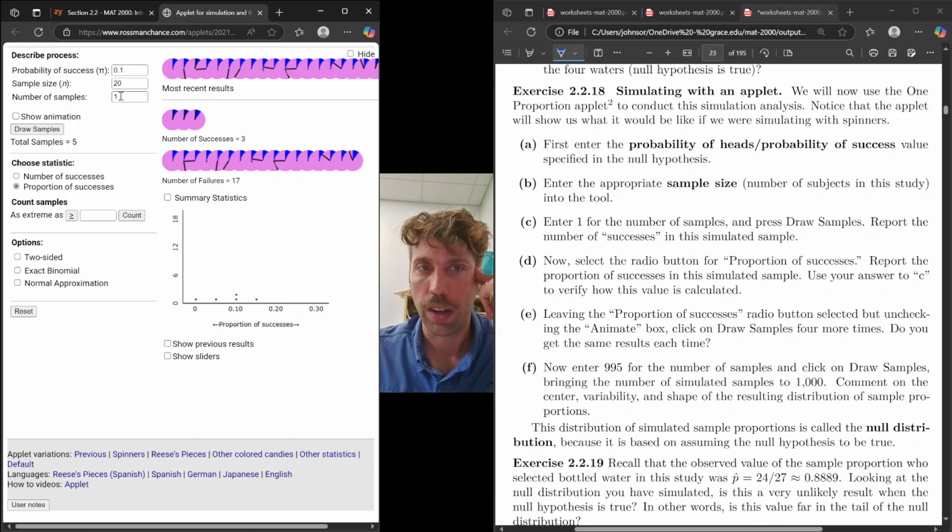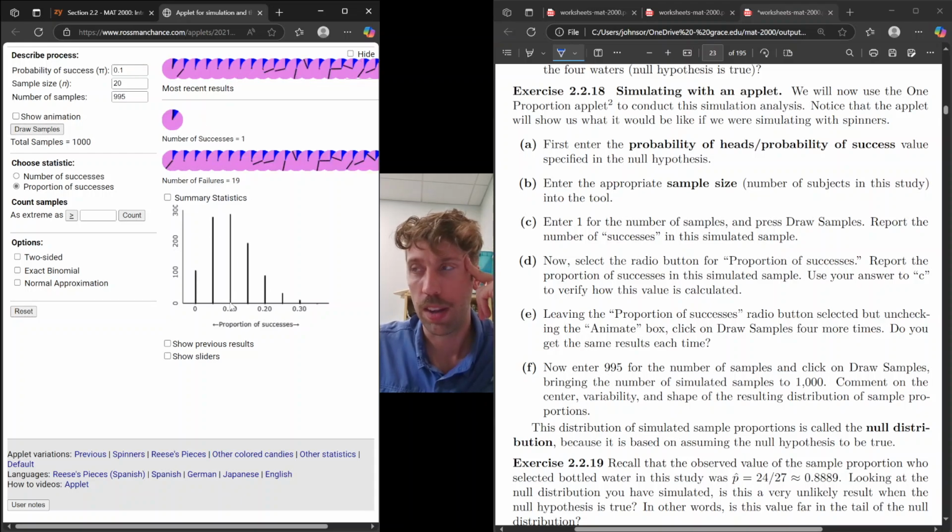Now, enter 995. Okay, and draw samples. So now I've done it 1,000 times basically. And so there's my probability distribution there. Okay. Comment on the center, variability, and shape of the resulting distribution.